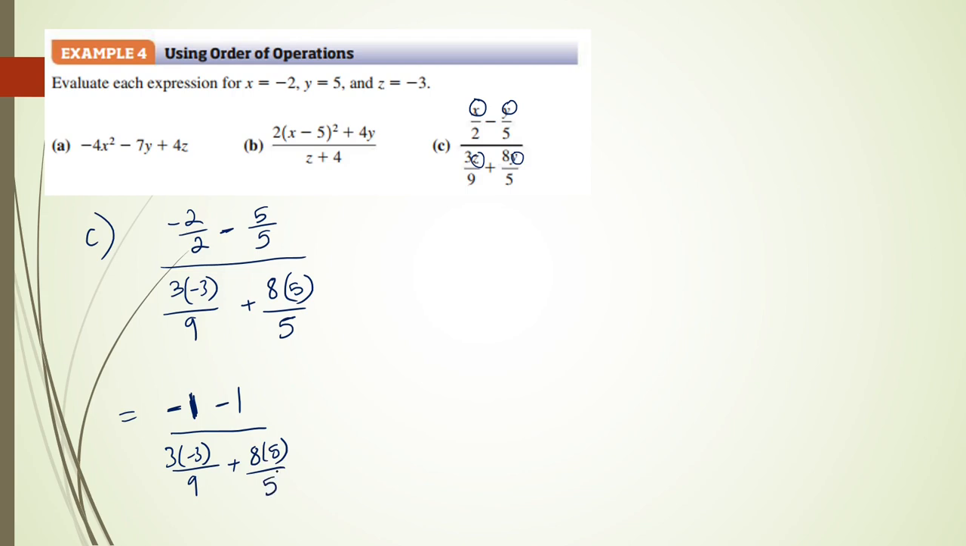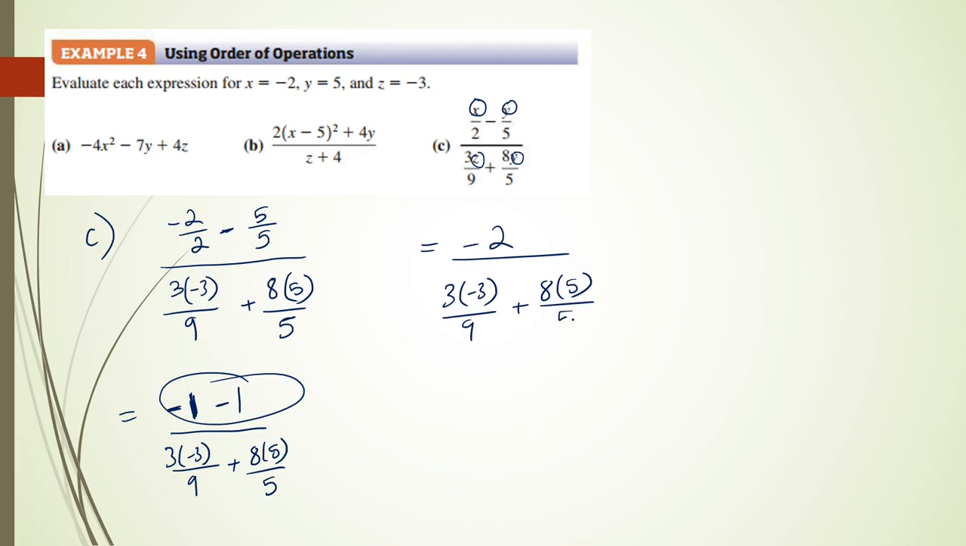And I'll leave the bottom alone. Let's simplify the top again. We'll simplify negative 1 minus 1. Now this simplifies the top as negative 2. And on the bottom, I'm just going to copy it down. You're always welcome to simplify the bottom at the same time if you want to. Now we'll simplify the bottom. Negative 3 times 3, that's just negative 9. So negative 2 divided by negative 9 over 9. 8 times 5 is 40 over 5.